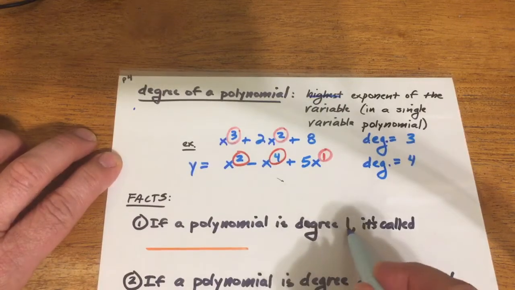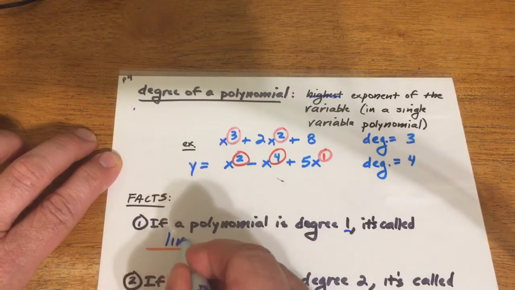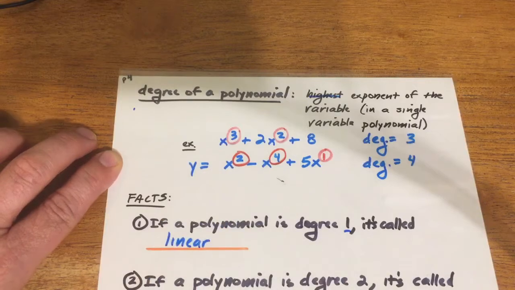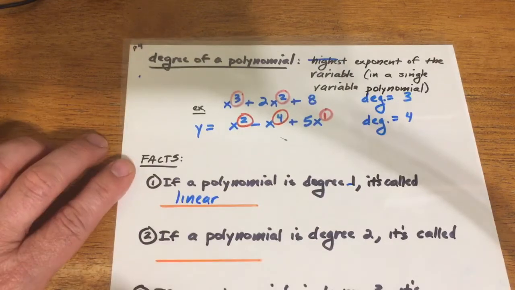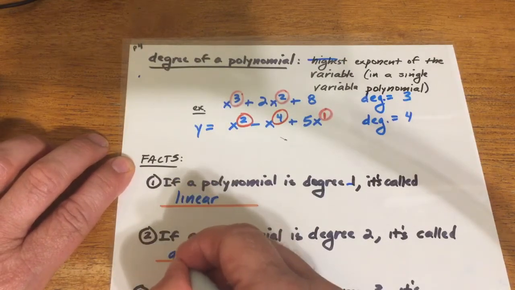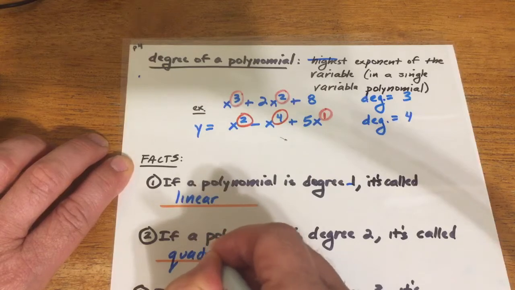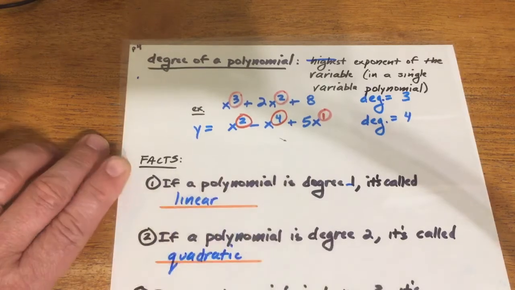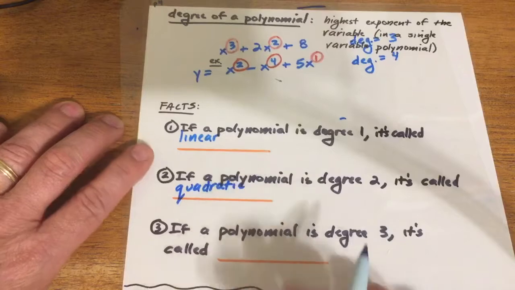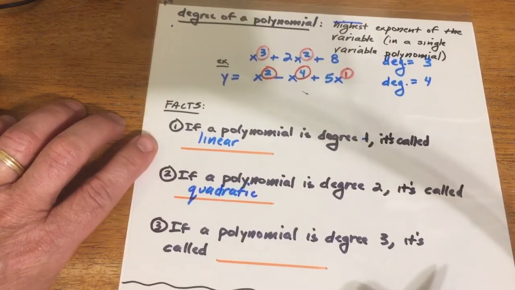If a polynomial is degree 1, it's called linear. If a polynomial is degree 2, it's called what? Hopefully you chose the word quadratic. And if it's degree 3, it's called cubic. Oops, sorry about that.